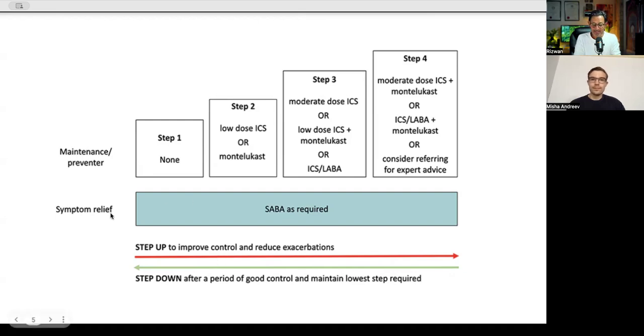Okay. And symptom relief. We've got an asthma management plan with a short-acting bronchodilator like salbutamol. Okay. So let's move on.